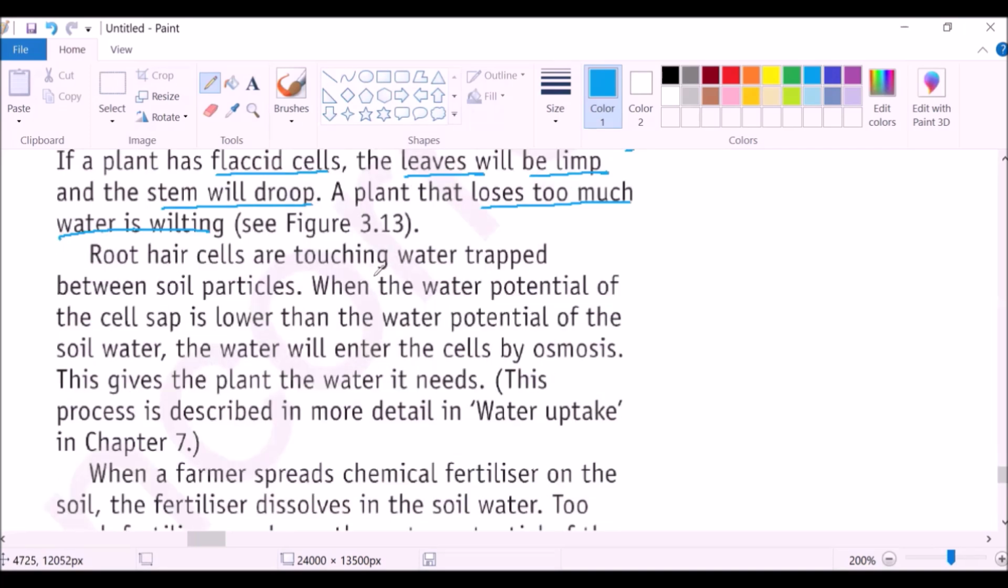Root hair cells are touching water trapped between soil particles. When the water potential of the cell sap is lower than the water potential of the soil water, the water will enter the cell by osmosis. This gives the plant the water it needs. This process is called water uptake.